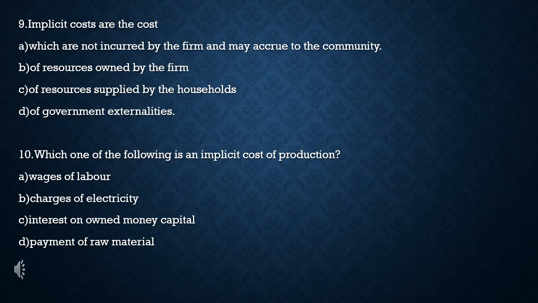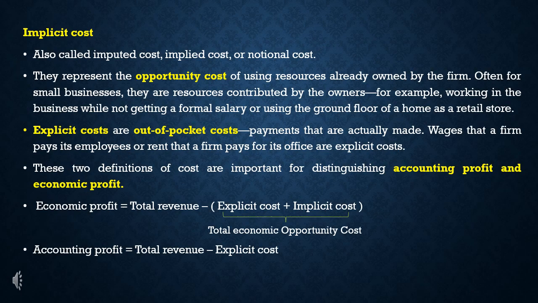Question number 9. Implicit costs are the costs which are not incurred by the firm and may accrue to the community of resources owned by the firm, of resources supplied by the households, of government externalities. Question number 10. Which one of the following is an implicit cost of production? Wages of labor, charges of electricity, interest on owned money capital, payment of raw material.